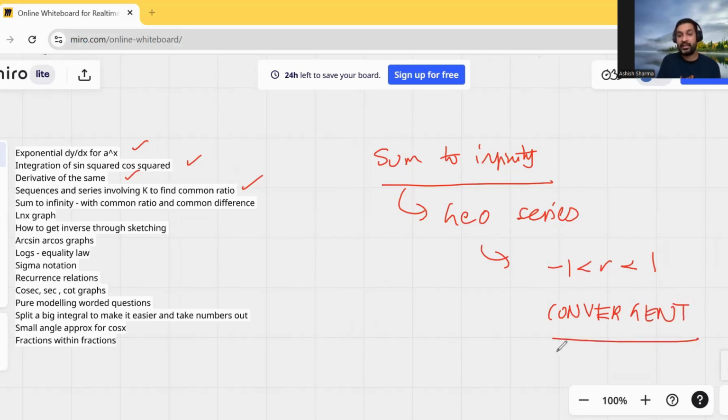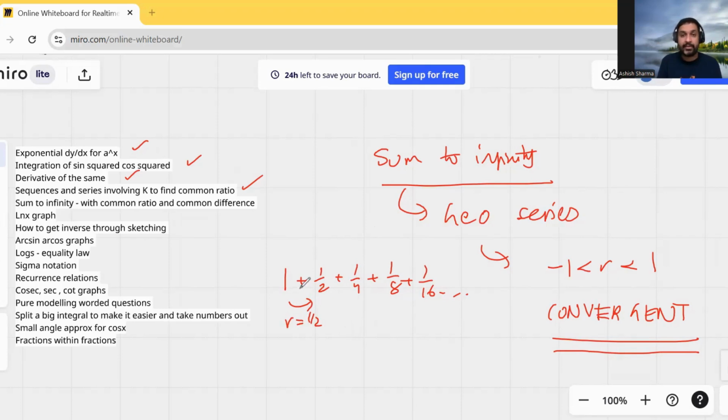A convergent sum, sorry, means that if you add up all the numbers of that geometric series, which has a common ratio between -1 and 1, the sum converges to a limit. Okay, so I'll show you an example here. Here's a series: 1/2, 1/4, 1/8, 1/16, etc. This is a geometric series because I'm multiplying by a half.